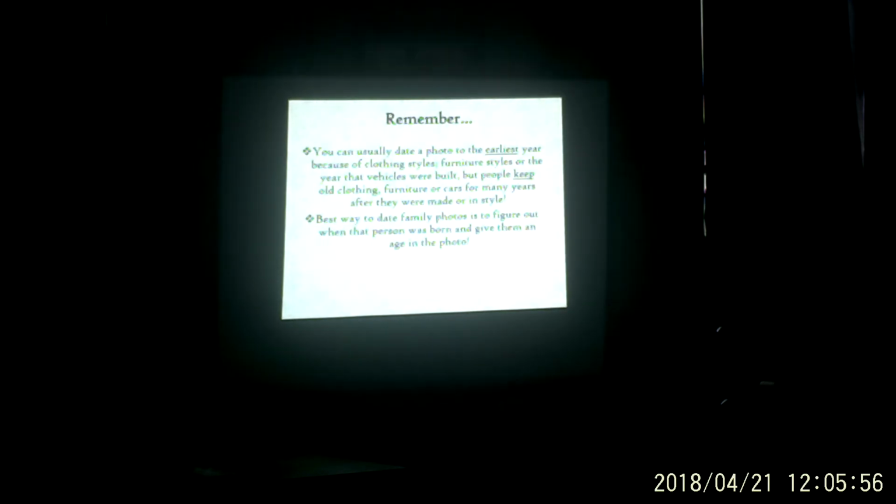You can usually date a photo to the earliest year because of clothing, furniture, or when vehicles were built. But people keep old clothes, old furniture, old cars for many years. Best way to date a photo is to figure out when the person was born and give them an age in the photograph. Thank you very much.